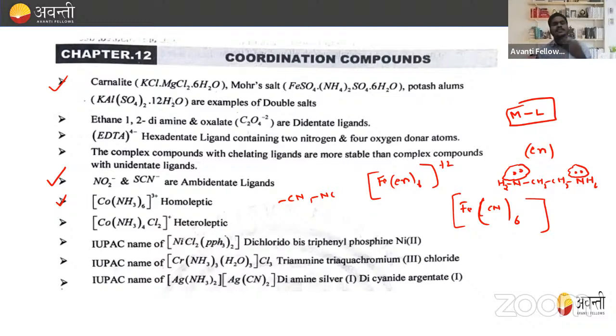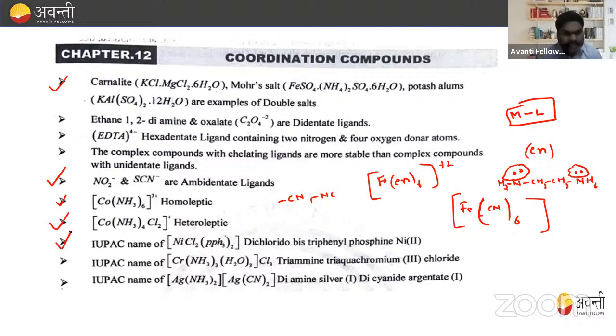The next is [Co(NH3)6]3+, which is homoleptic. What do you mean by this term? Homoleptic means that in the coordination complex the ligands are the same, only one kind of ligand is used. For example, in this complex only NH3 is used, six NH3 ligands, so this type of coordination complex is known as homoleptic. If we use different ligands, like one NH3, one Cl, one Br, then it is known as heteroleptic. So this point is also important, try to remember homoleptic and heteroleptic.